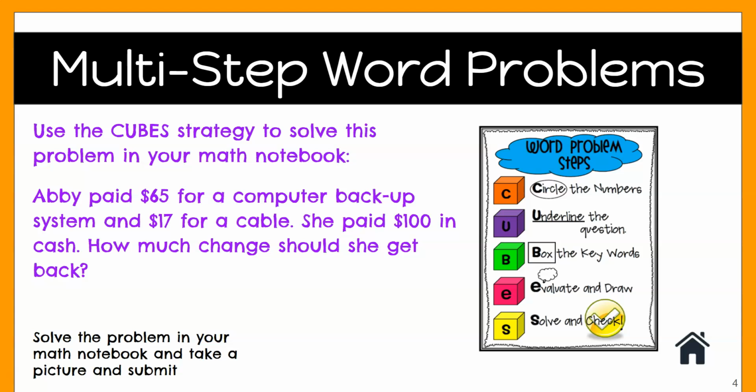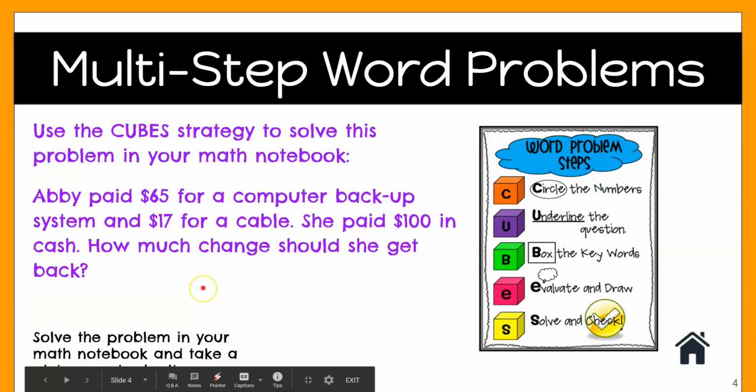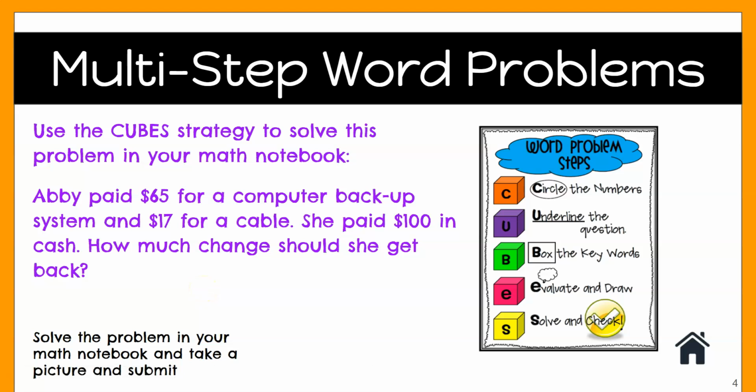So let's evaluate this problem. She paid $65, and then she also paid $17 for something. To figure out how much the bill actually was when she got to the cashier, we should add those up. So go ahead in your notebook and add those two numbers. Then, since she paid $100, we need to find out the difference between her bill and $100. We do that by subtracting. So we'll take 100 minus the number that you found, and that's going to be your final answer.